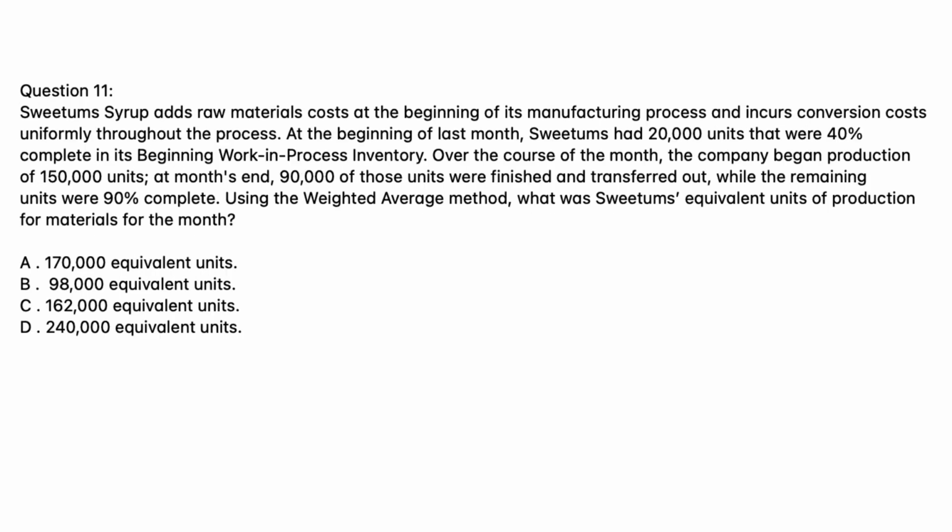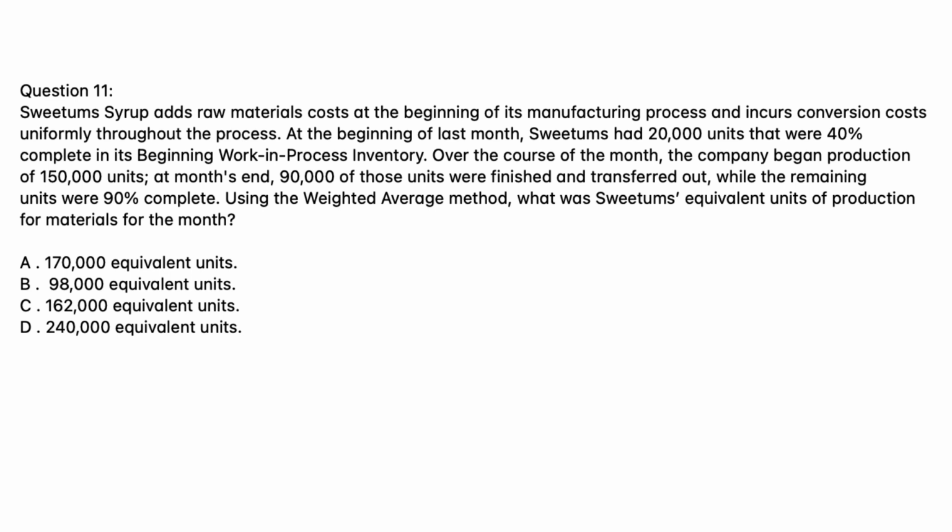Question 11. Sweetums syrup adds raw materials costs at the beginning of its manufacturing process and incurs conversion costs uniformly throughout the process. At the beginning of last month, Sweetums had 20,000 units that were 40% complete in its beginning work-in-process inventory. Over the course of the month, the company began production of 150,000 units. At month's end, 90,000 of those units were finished and transferred out, while the remaining units were 90% complete. Using the weighted average method, what was Sweetums' equivalent units of production for materials for the month?